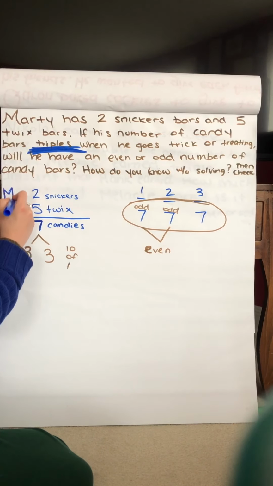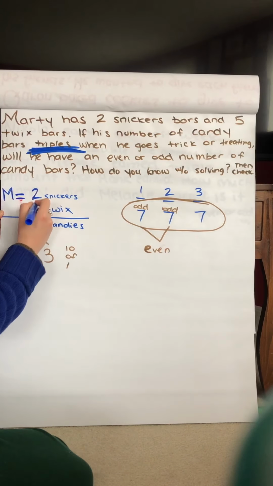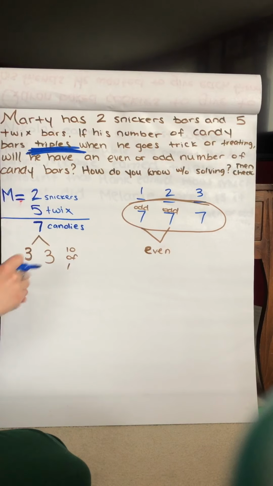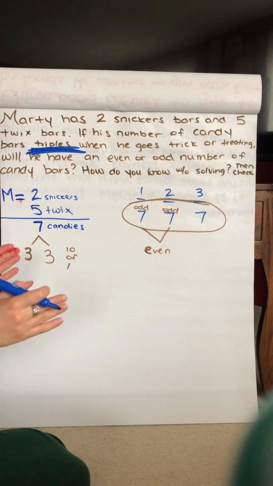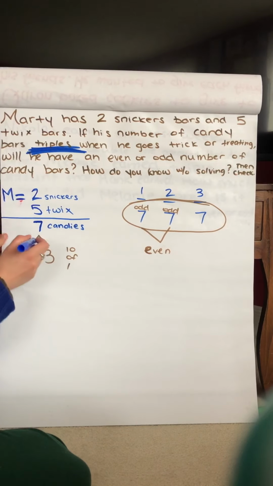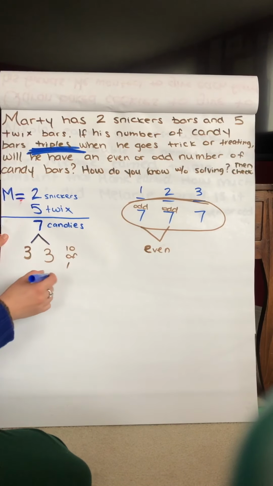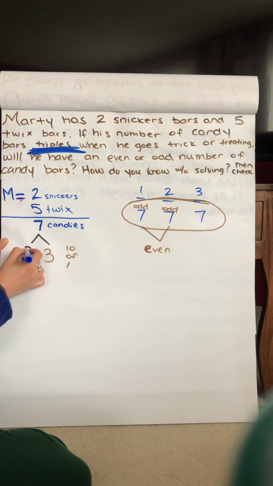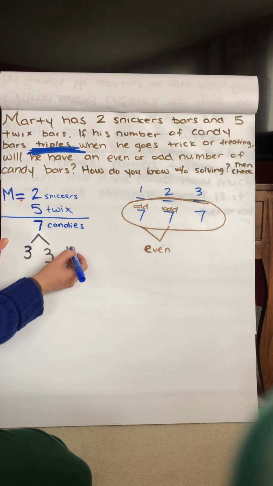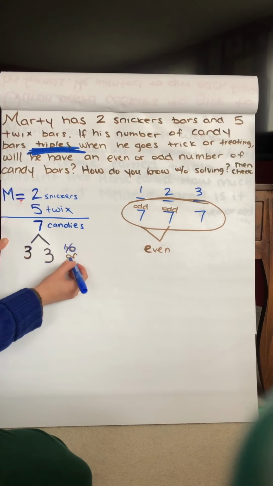So of course the first thing I did was I wrote down what I know. I know that Marty has 2 Snickers and 5 Twix. Without solving 5 plus 2, I know that 5 and 2 will get me to 7. I don't have to solve. And I know that 7 is an odd number because you cannot split it into 2 equal groups. When you try to put 7 into 2 equal groups, you get 3 and 3 with a leftover of 1.